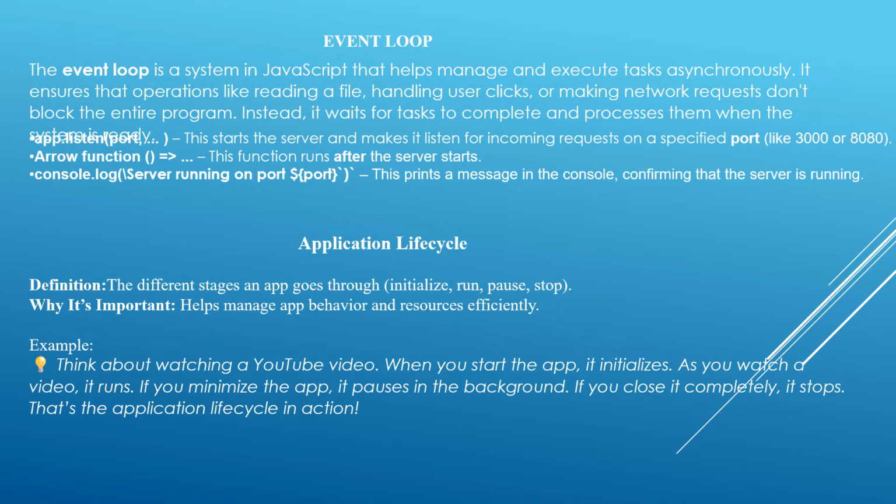And moving on to application lifecycle, the application lifecycle represents the different stages an app goes through. The stages are initialize, run, pause, and stop, and that is used to help manage the app behavior and resources efficiently. For example, starting the app is the initialization state, watching the video is the running state, minimizing the app is the pause state, which will run in the background, and closing the app is the stop state. So this life cycle ensures that the app handles resources efficiently and responds appropriately to user interactions.